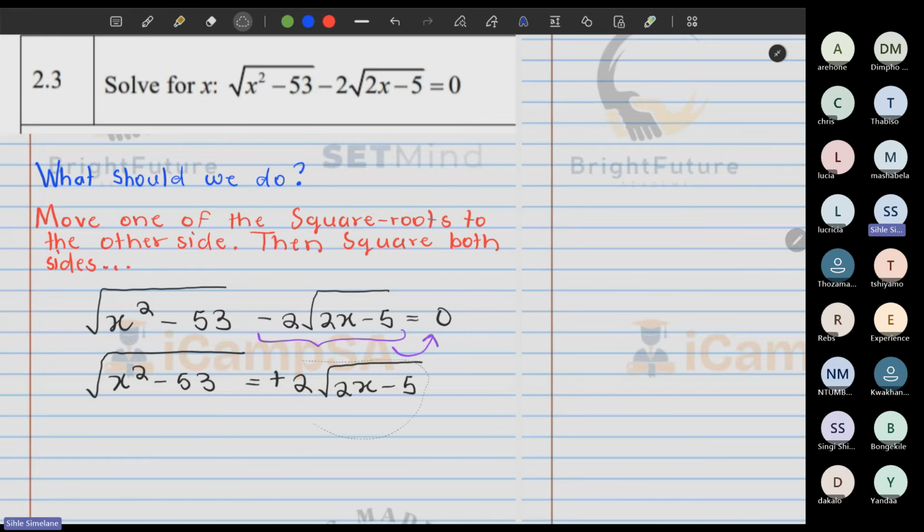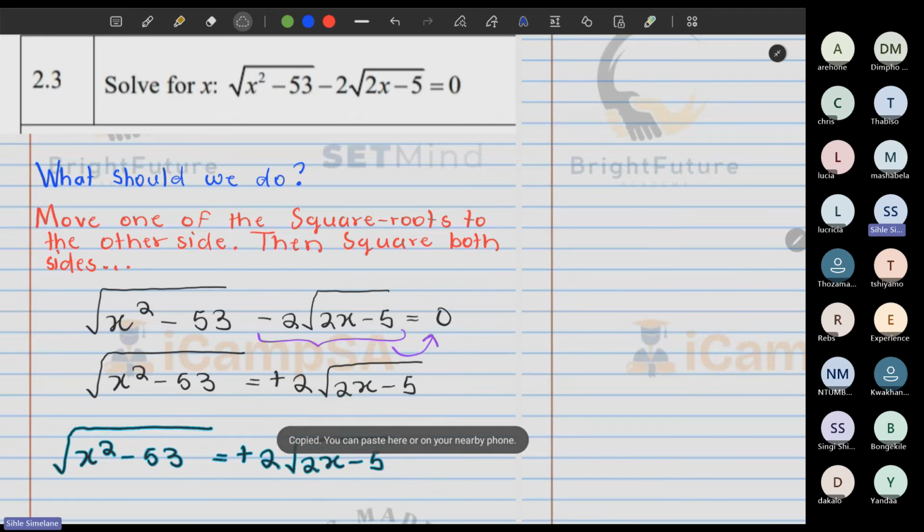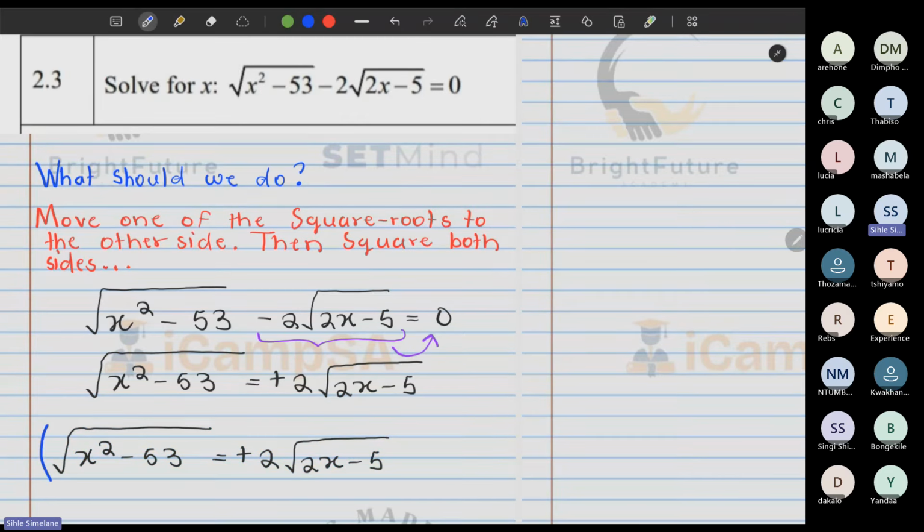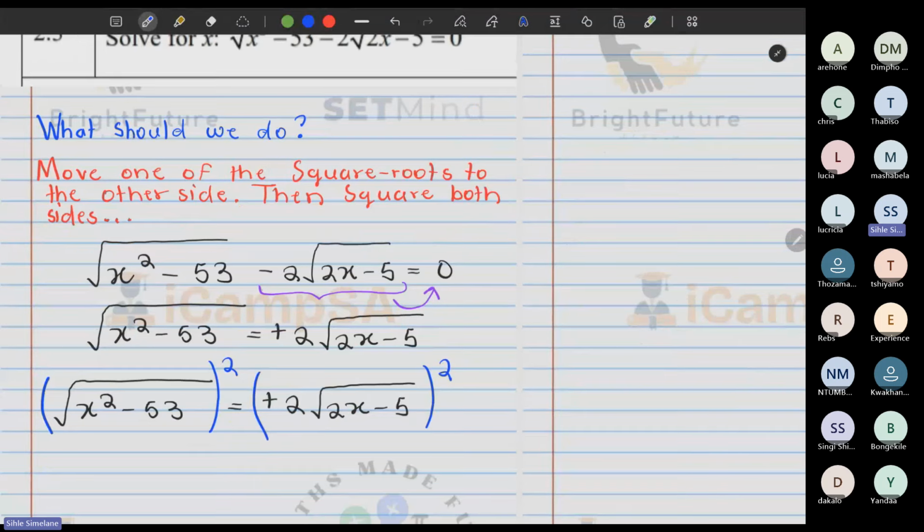Now next, I can do my squaring. So let's go ahead and square both sides. So what you always do on the left, you do on the right. We don't discriminate. Discrimination is not good, guys. Do you agree? Yep. So we square both sides.